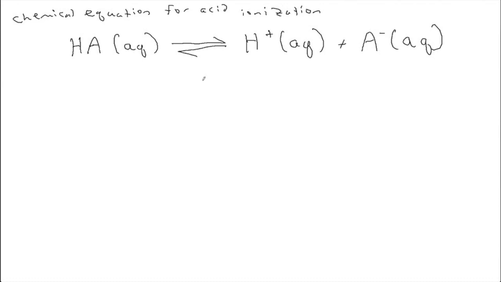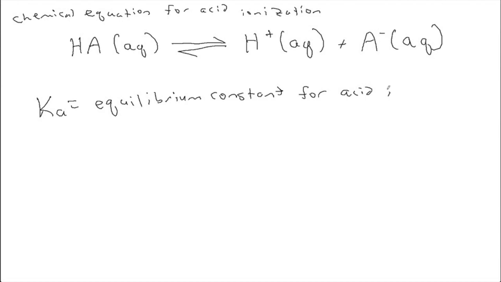So next, it would be nice to come up with a mathematical equation for acid ionization. Well, this is a reaction that could be going to equilibrium. So the equilibrium constant for this is called the Ka. The Ka is the equilibrium constant for acid ionization.